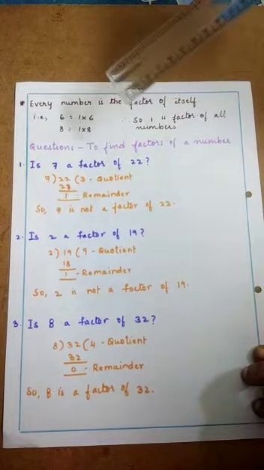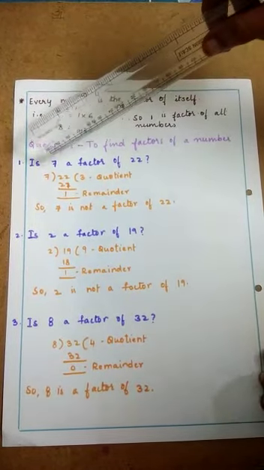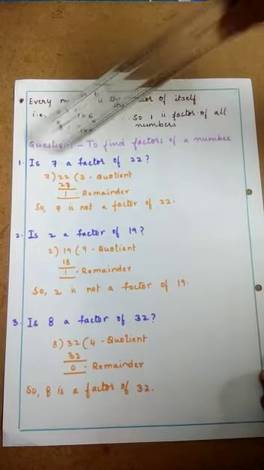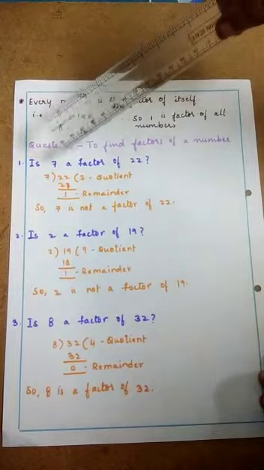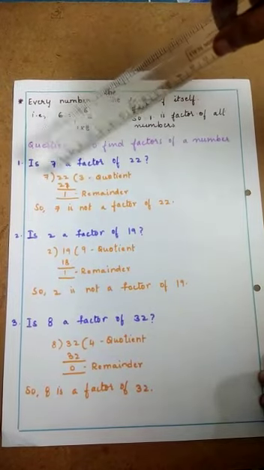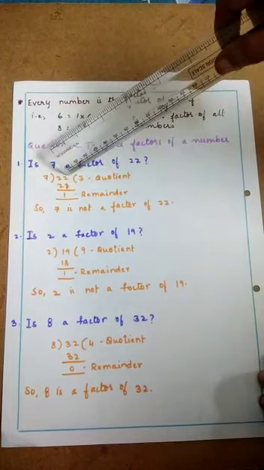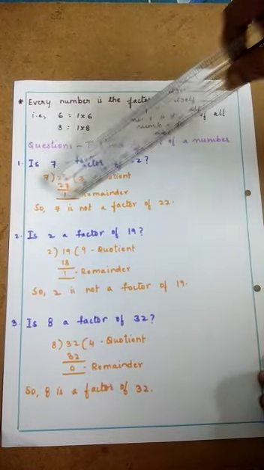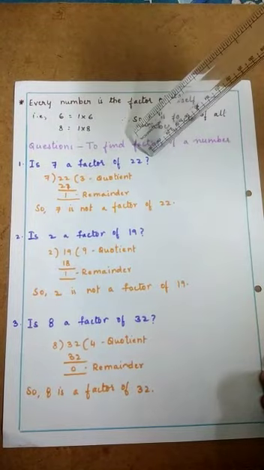Now, how do you find whether a number is a factor of another? Let us see this question. Is 7 a factor of 22? We don't know it, but we'll find it. How? You take 22 and divide it by 7. So, 7 3s are 21. So, 22 minus 21 is 1. You got a remainder. So, 7 is not a factor of 22.